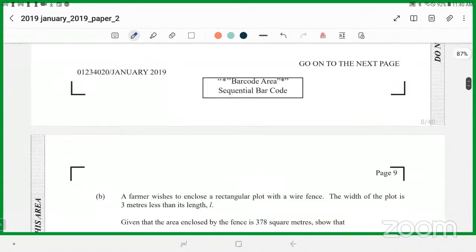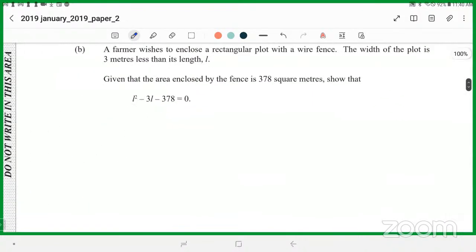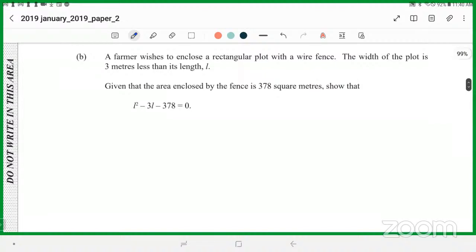2 marks again. This one now. It says a farmer wishes to enclose a rectangular plot with a wire fence. The width of the plot is 3 meters less than the length L. The length is L and the width is 3 meters less. I'm going to sketch it so I can see exactly what he's saying.